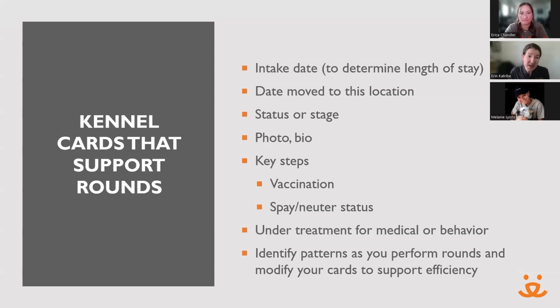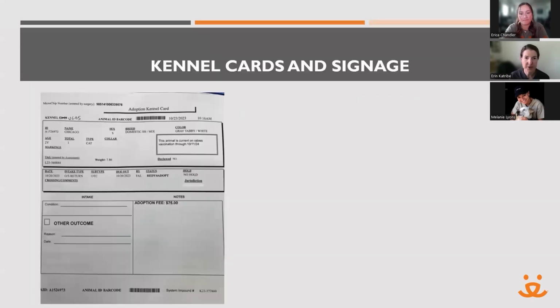Do we want to include key steps like vaccination and spay neuter status? Is this an animal that's undergoing treatment, right? If we see that this animal has a medical or behavioral condition, is he already on meds? Do we need to start meds? Do we need a vet check? Does he need his meds modified? And again, identifying patterns as you perform rounds, and you can modify your kennel cards to support that.